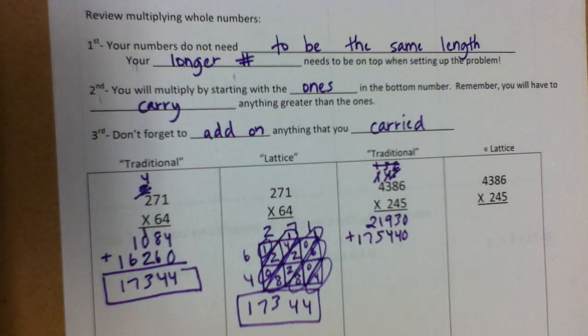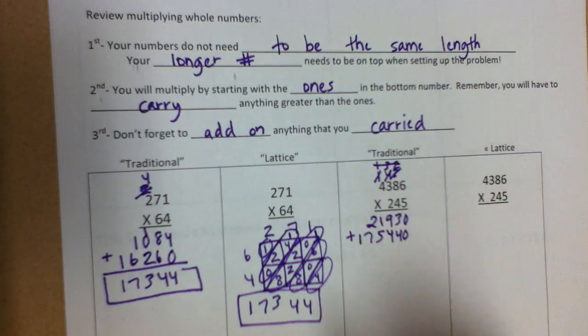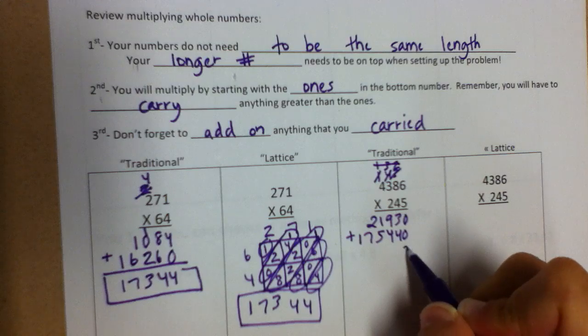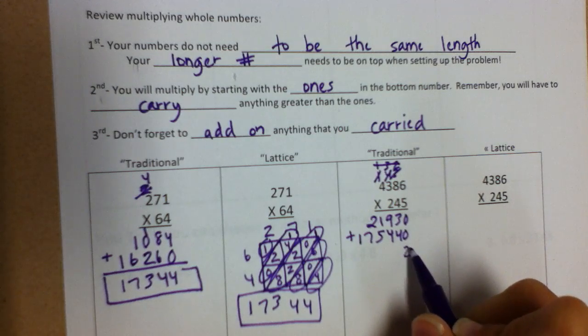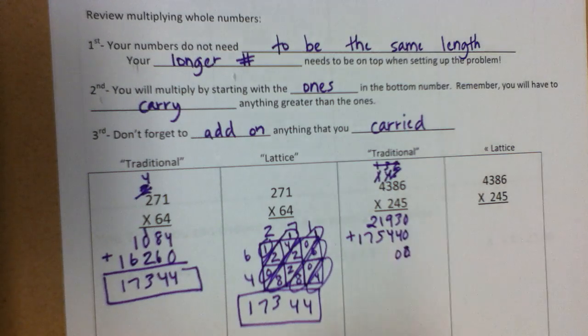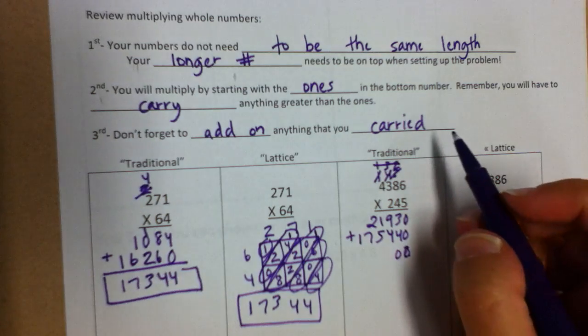I forgot I had my hundreds in the bottom number. 2 times 6 is, oh man, 2 zeros. Mrs. Rogers is a little tired still.